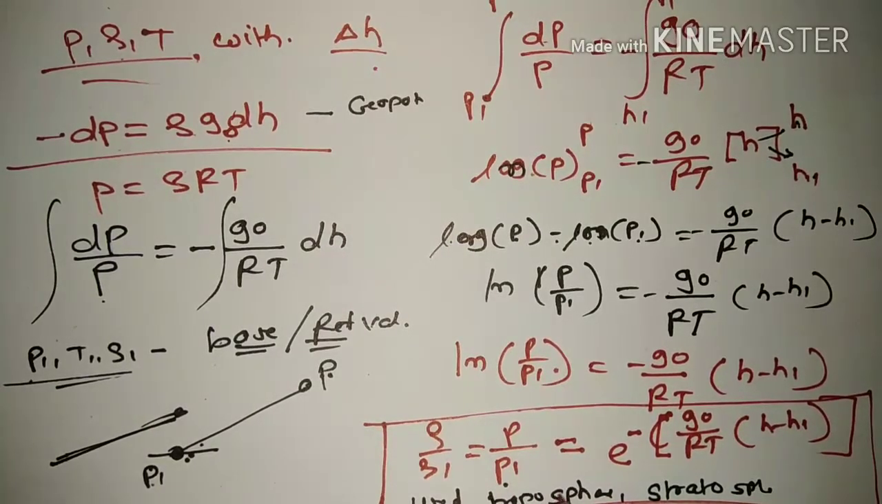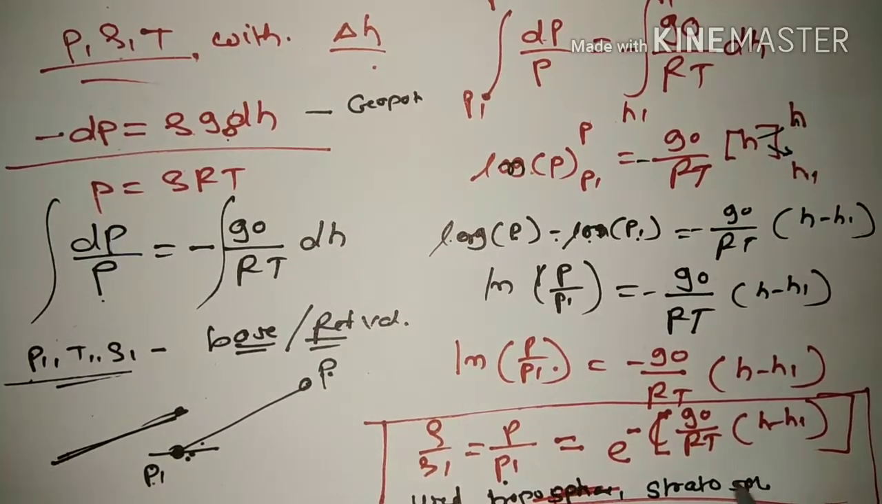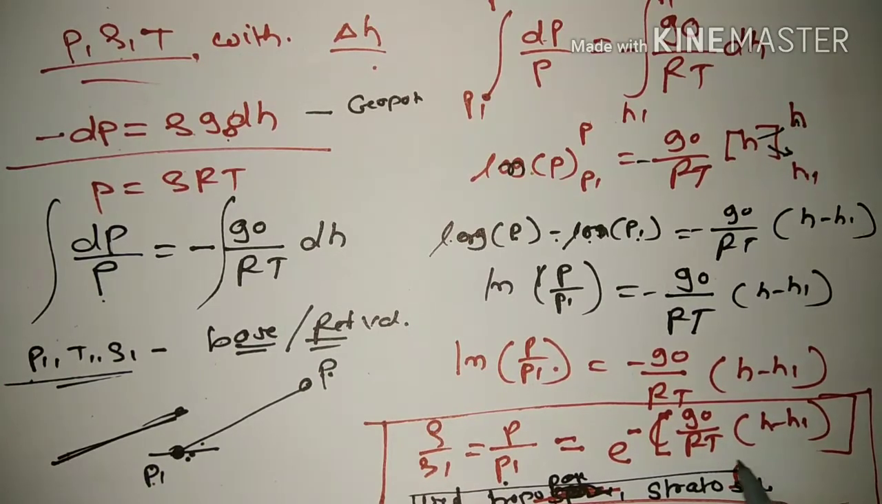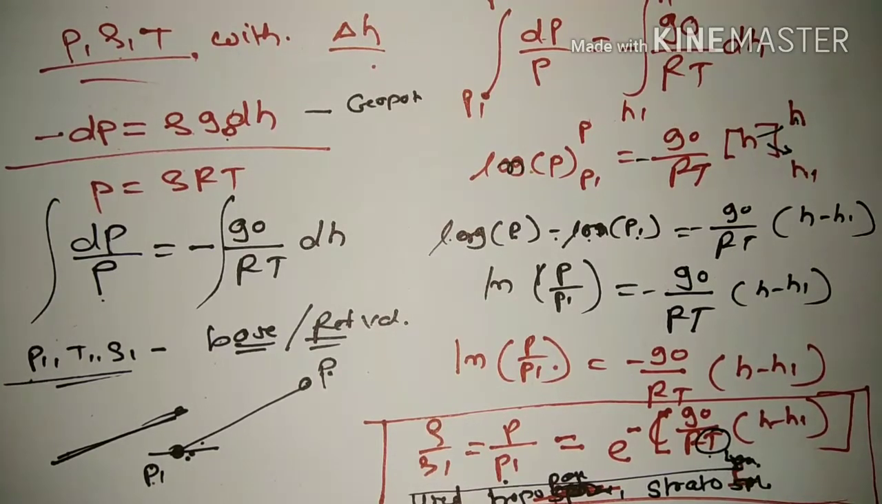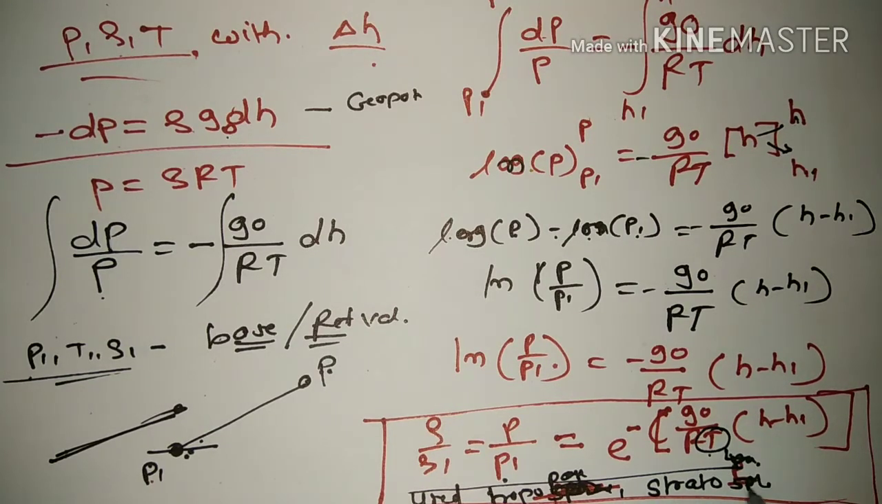Actually this is used for the tropopause and stratopause, the isothermal conditions, where we use this equation. Because the temperature is only one value, it is a constant value you put in this equation. So we can calculate the pressure and density at any tropopause and stratopause from this equation. This is a very important equation for aerospace GATE. So we found the equation for the tropopause and stratopause.